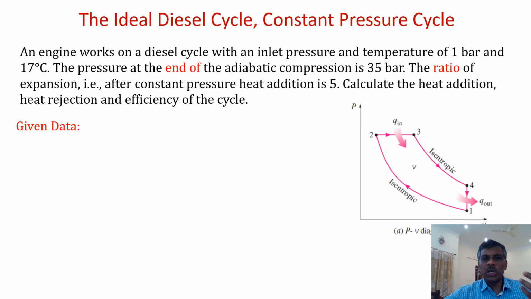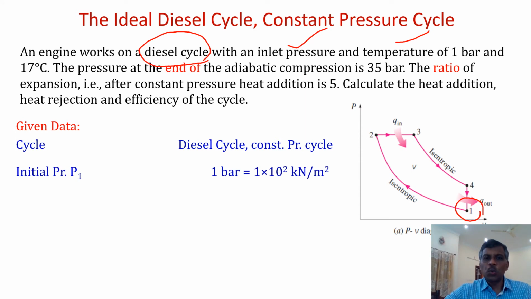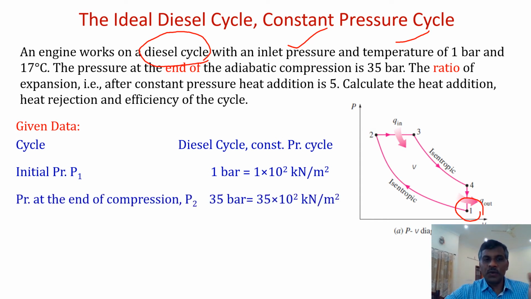Okay, so let us take another problem in diesel. The engine works on diesel cycle. That is the way first you should take. So cycle is diesel, constant pressure. They have given inlet pressure and temperature. P1 is given as 1 bar. 1 bar is 10 to the power of 5 Newton per meter square, or 10 to the power of 2 kilonewton per meter square. Unit conversion is very, very important. If you miss it, everything is gone. And the temperature is given as 17 degrees centigrade plus 273, you will get 290 as T1.